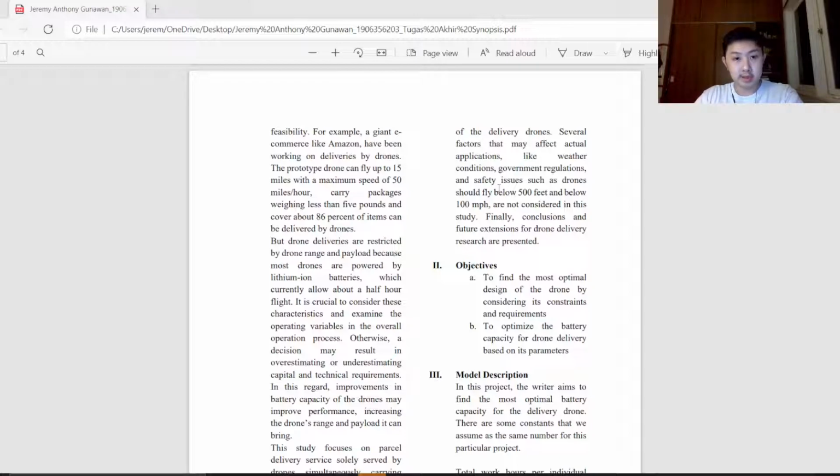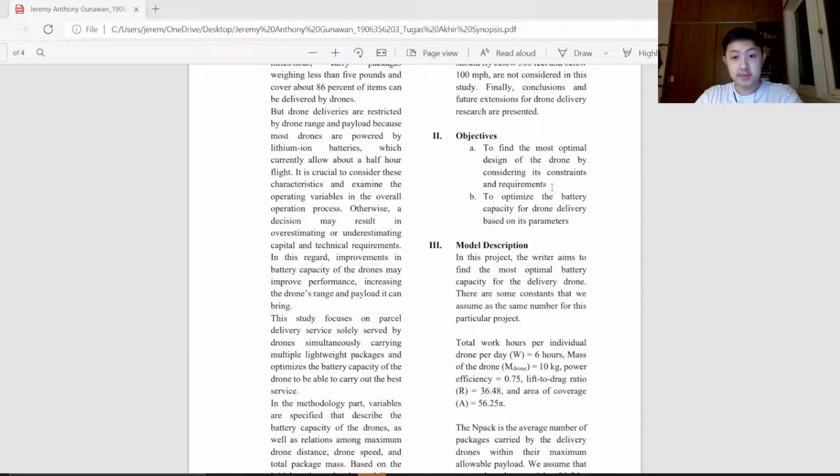There are also several factors that affect actual applications, like weather conditions, government regulations, and safety issues, such as drones should fly below 400 or 500 feet and below 100 meters per hour. These things are not considered in this project solely because this project aims at finding the most optimal battery capacity for the drone.